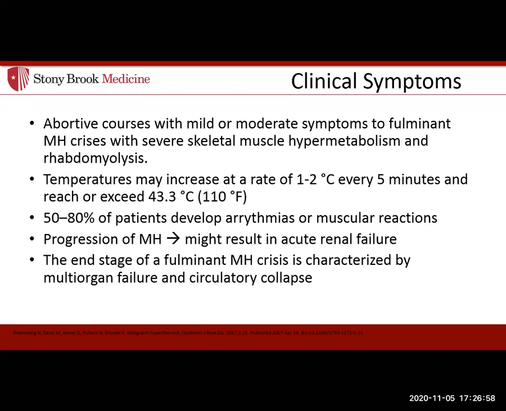Also, almost half of our patients who are in MH crisis will develop arrhythmias or types of muscle reactions. These arrhythmias are usually secondary to the acidosis and the hyperkalemia that is occurring in our MH. And the progression of MH can actually result in acute renal failure as well. But what's really important to note is that the end stage of fulminant MH crises can be characterized by multi-organ failure and circulatory collapse. And these ultimately will be the worst outcomes for our patients.